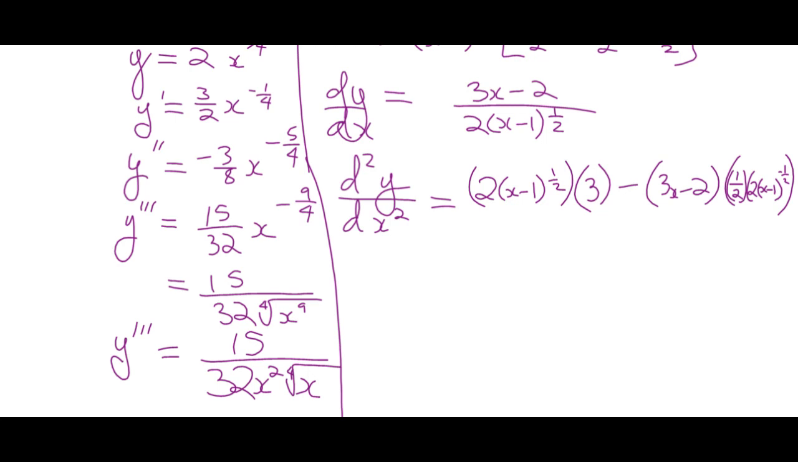Right, this really huge d2y over dx squared, and then I've got to squash in the actual stuff that matters. Okay, so what have we got here? All right, over 4 times x minus 1. So I'm just going to square that, right? So 2 squared is 4, and x minus 1 to the half squared is just x minus 1. I'm not going to write 2x minus 1 to the half all squared. I'm just going to square it.